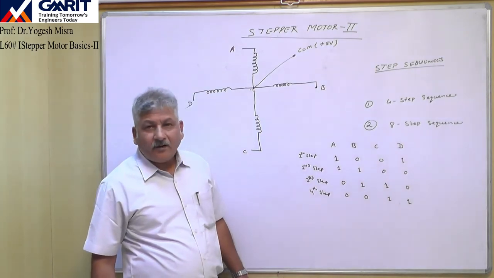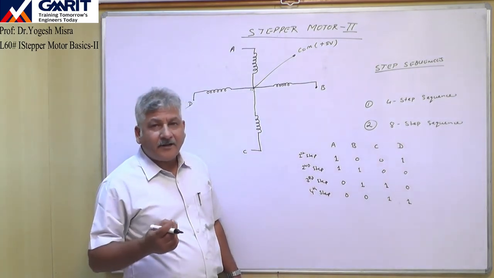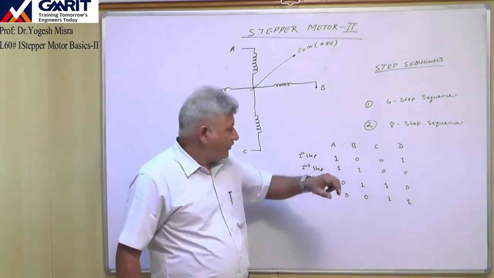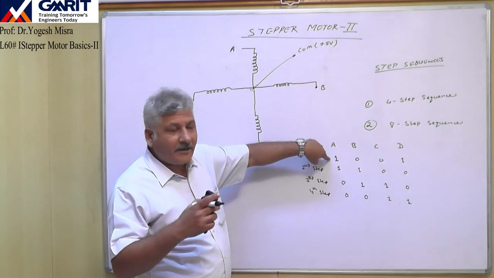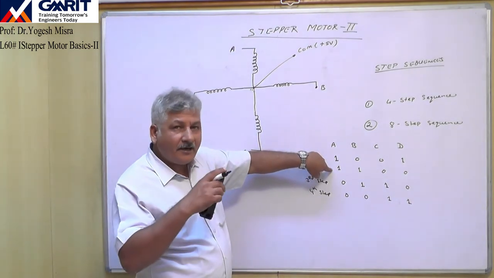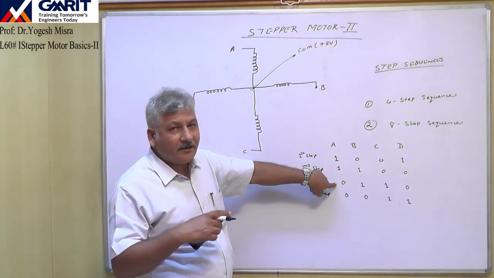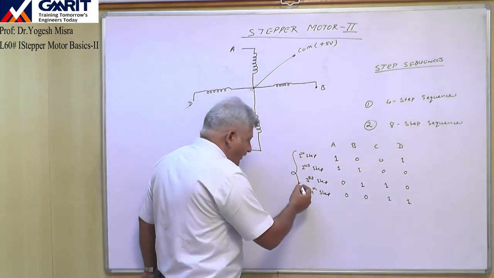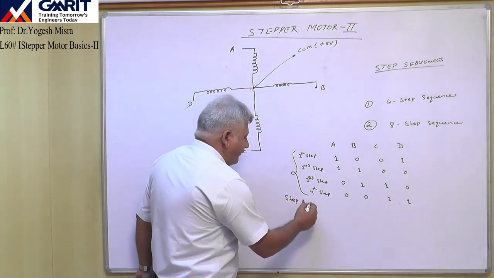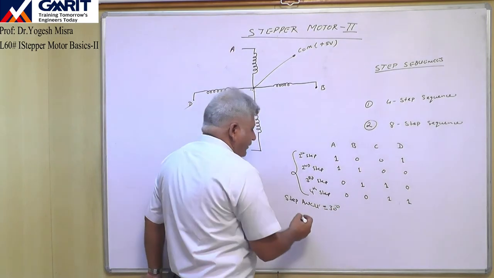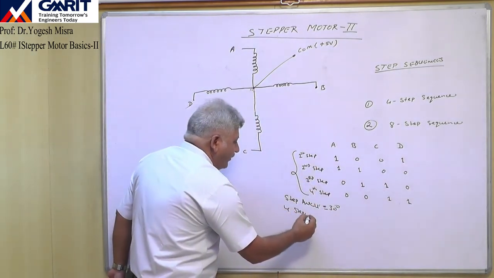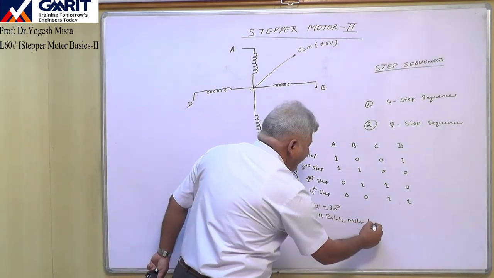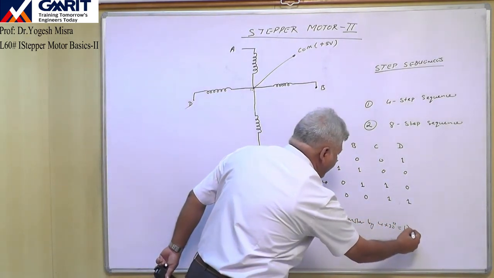So if our stepper motor has a step angle of 30 degrees, then with each step the stepper motor will rotate 30 degrees. With step number 1, it will rotate 30 degrees. If we apply the second step, then again it will rotate 30 degrees. Then with this step, it will rotate another 30 degrees, and with this step, another 30 degrees. So with the application of these four steps, if the step angle is equal to 30 degrees, then four steps will rotate the motor by 4 into 30 degrees, that is 120 degrees.